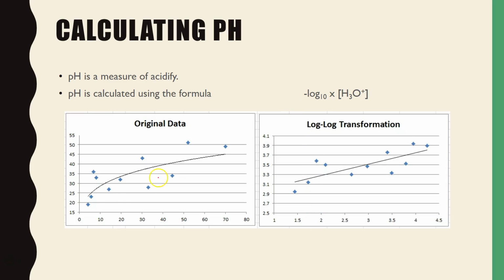The reason we use a log scale is we are transforming the data. So here is the original data, and we want to transform it to make it a more linear correlation. So that's what a log transform does.